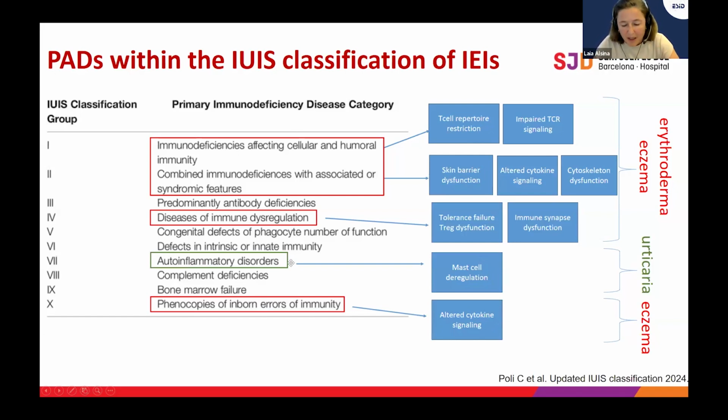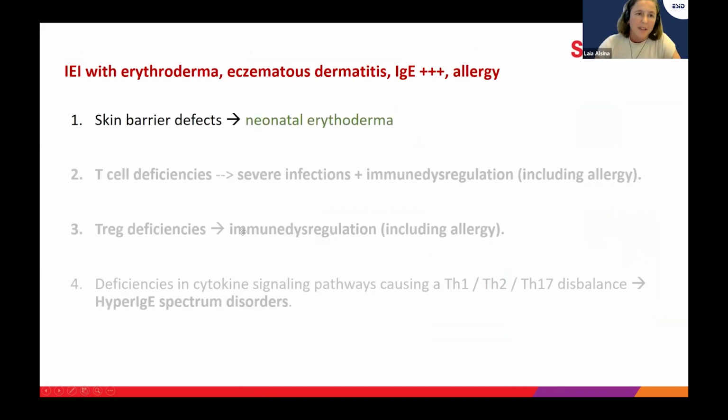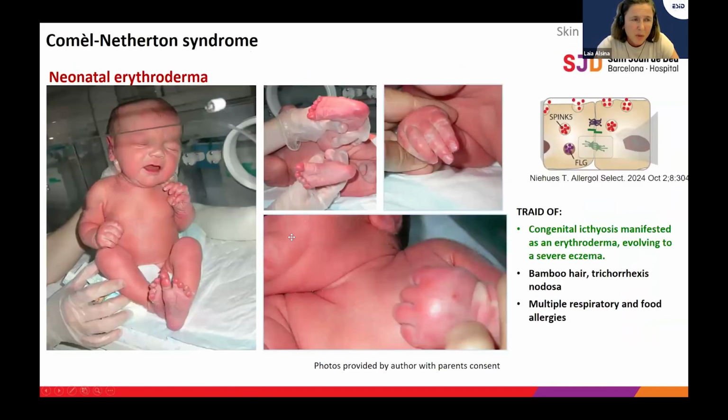We will give a quick overview of each of these disorders. So we will start with skin barrier defects that can manifest with neonatal erythroderma. In this disorder, there is a problem with the skin barrier, related with the desmosome and the maintenance of the desmosome.